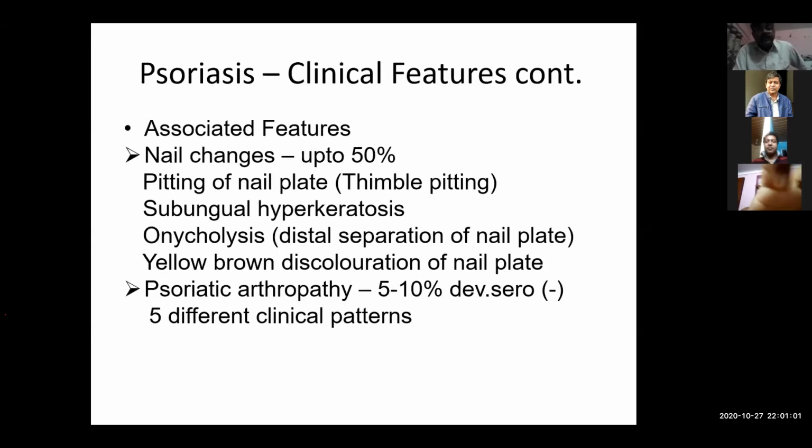Associated features: nail changes. In up to 50% of cases, you can see nail changes. That photograph, it's very difficult to appreciate in a Zoom meeting, the nail changes, but nail pitting was there in that photograph. Okay, this is called thimble pitting. Subungual hyperkeratosis may be present; below the nail plate, you can find thickened skin. Onycholysis: what is onycholysis? The distal part of the nail plate may be separated from the nail bed.